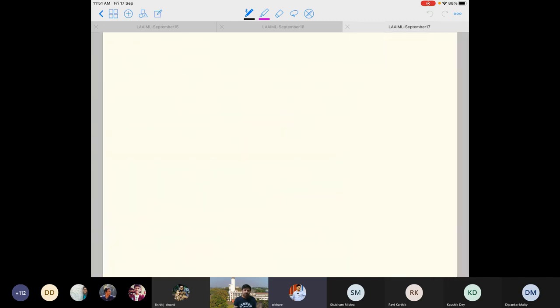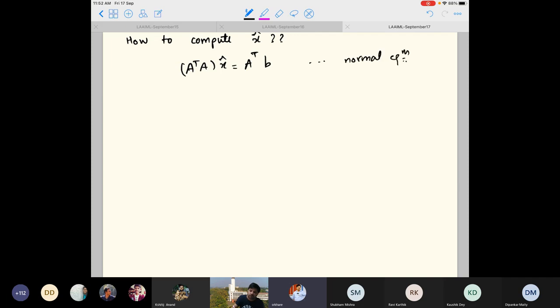Another thing that I want to mention in passing is the following. How to solve the least squares problem actually, how to compute the solution x hat. We know that A transpose A x hat is equal to A transpose B, right? So we know that x hat has to satisfy these normal equations. The unique solution x hat is given as A transpose A inverse A transpose B. That is also something that we know.